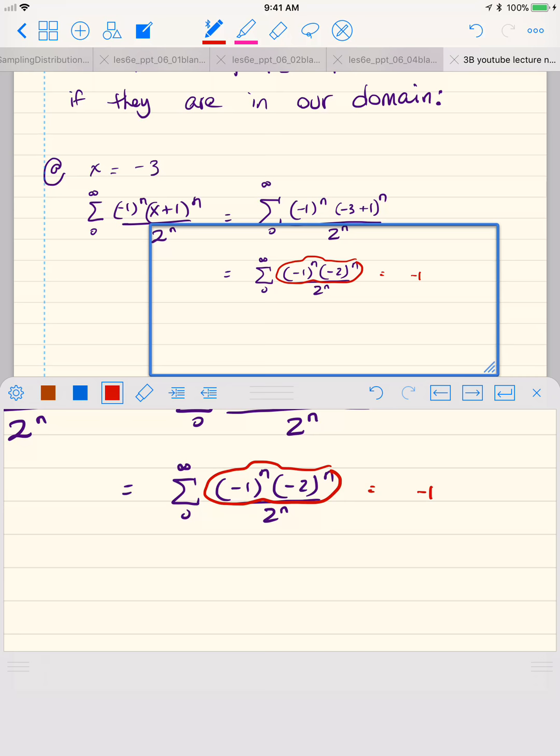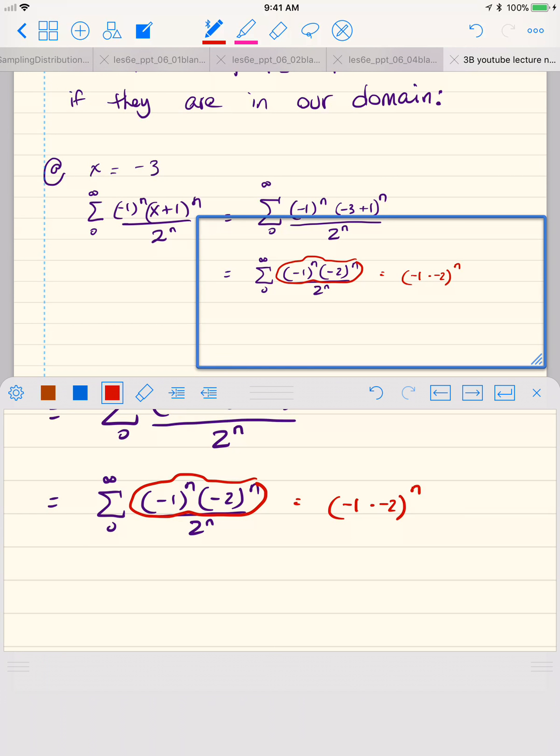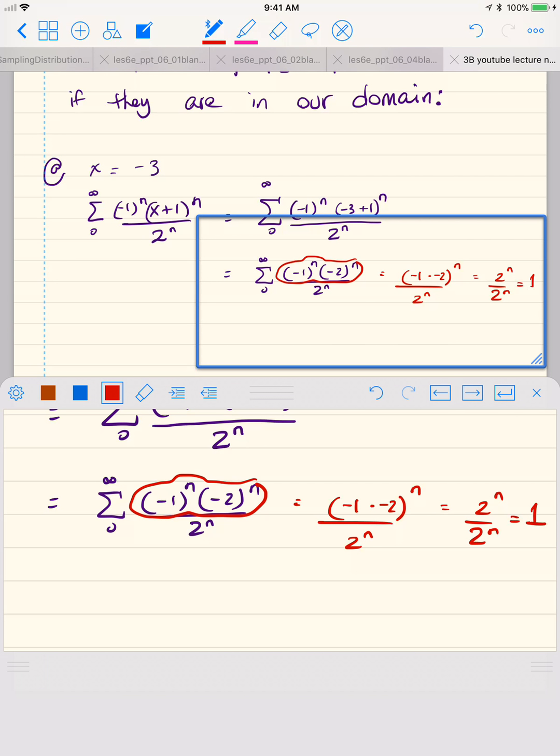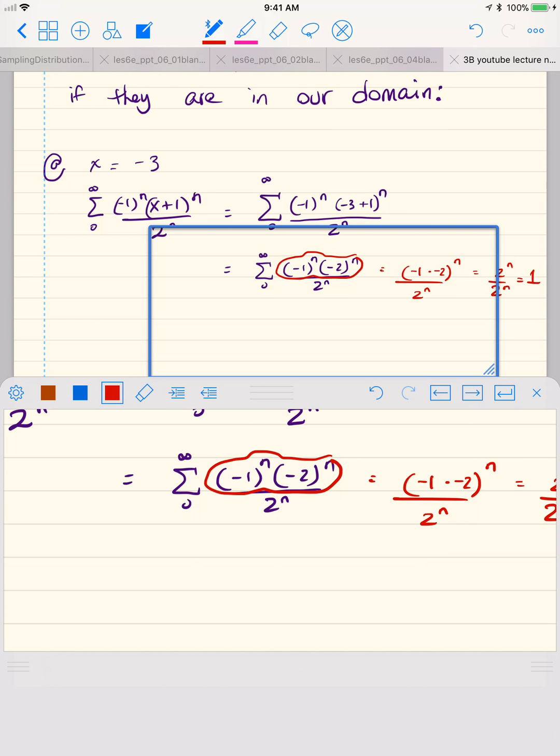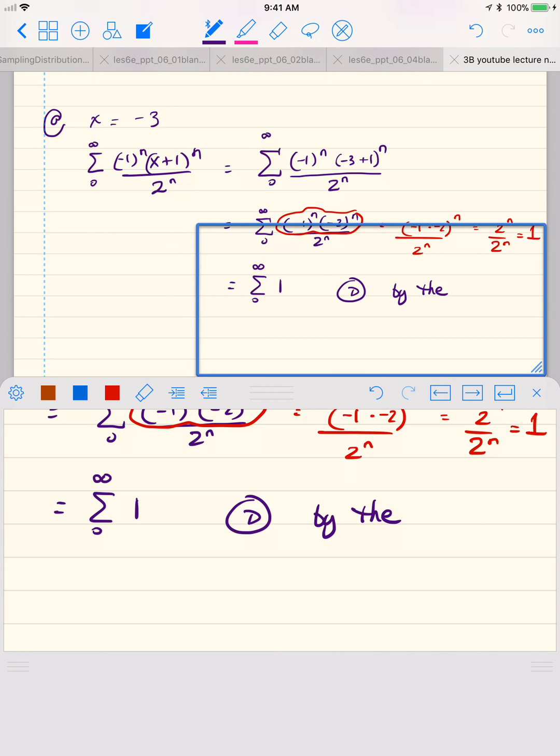So we can have -1 times -2 to the nth power, and so then we've got 2 to the n. So 2 to the n in the numerator, and our denominator is still 2 to the n. So we're just going to have 1. All right. So this series is the series from 0 to infinity of 1. Does this series converge or diverge? It diverges by the nth term divergence test.